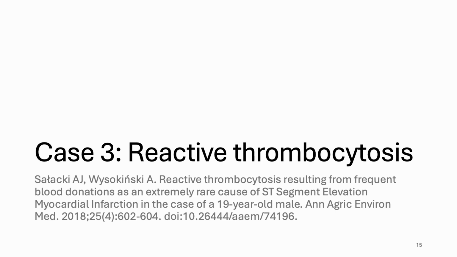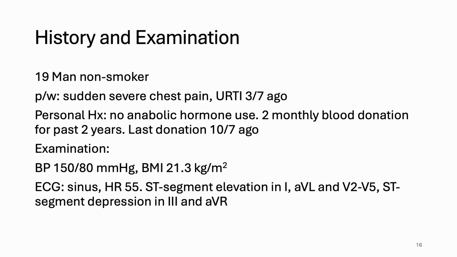The third case on reactive thrombocytosis is a case from Poland published by Salaki and colleague. The author described a 19-year-old man who is a non-smoker presented with sudden severe chest pain. He has history of upper respiratory tract infections 3 days ago. From the personal history, there's no anabolic hormone use, and of note, the patient has undergone a 2-monthly blood donation for the past 2 years and each time donating 500 ml of blood. The last donation was 10 days ago.